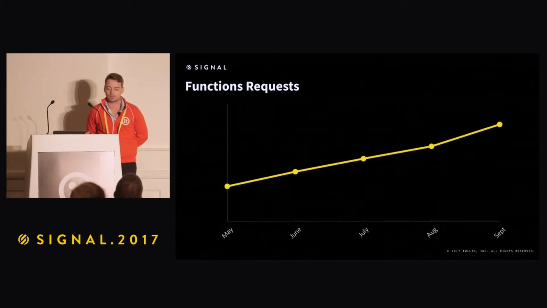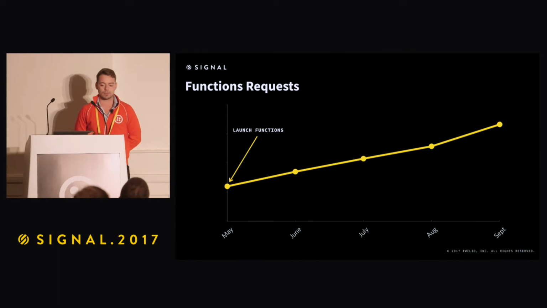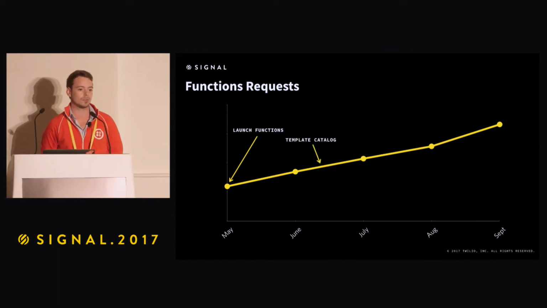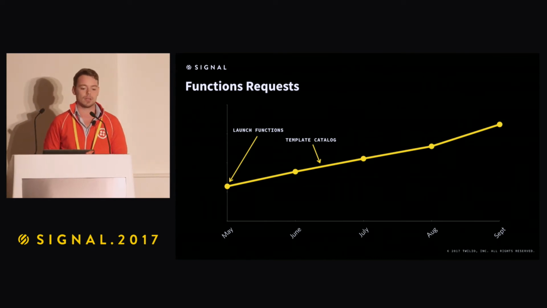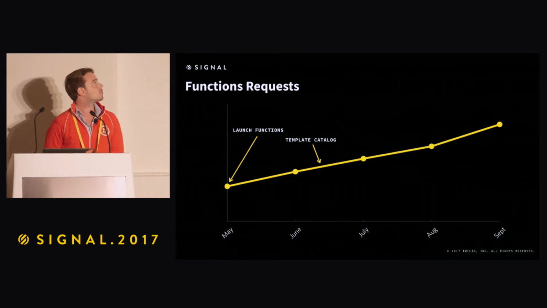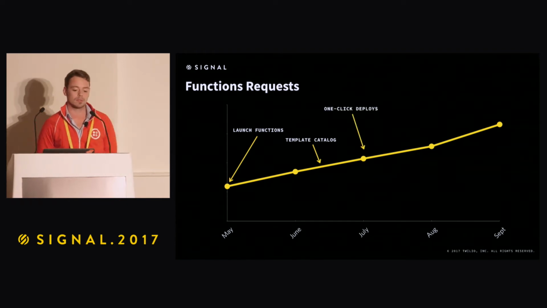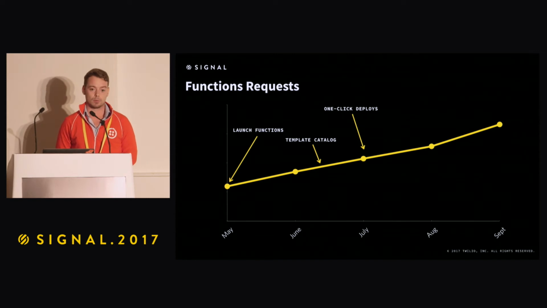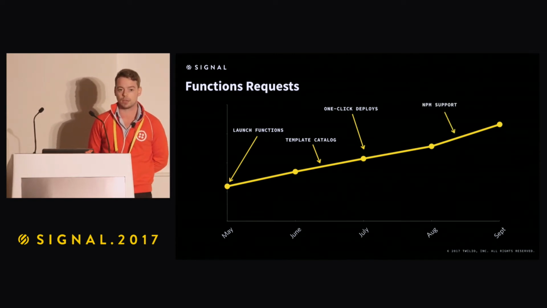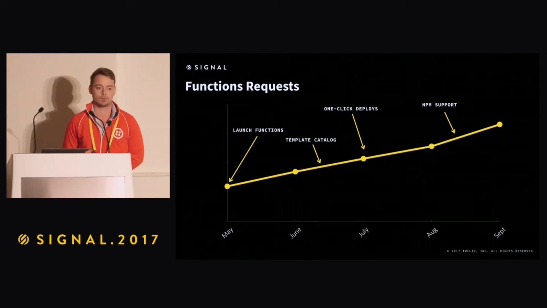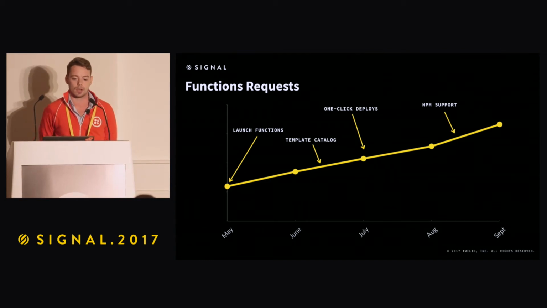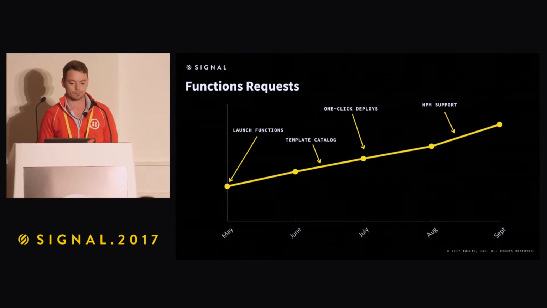Cool. All right. So as you know, we launched Functions back in May of this year. Shortly after, we launched the template catalog, which allows you to curate much more complicated templates. We added support for things like assets, multiple functions, and environment variables. Next up, we launched one-click deploys. This vastly reduces the time to get up and running in production, as you saw with the sync token just previously. You saw in the keynote today, we announced NPM support, which gives you access to 350,000 modules, so developers like yourselves can share code from all around the world, which is awesome.